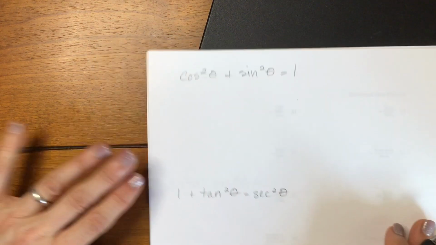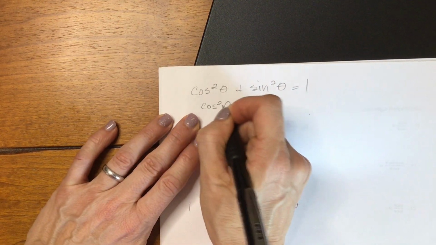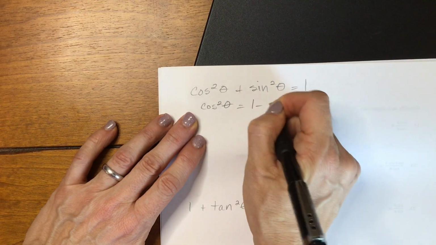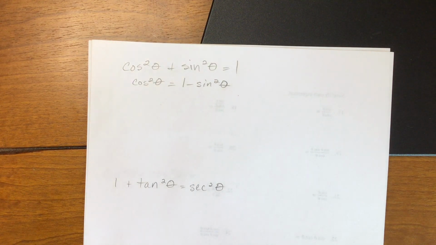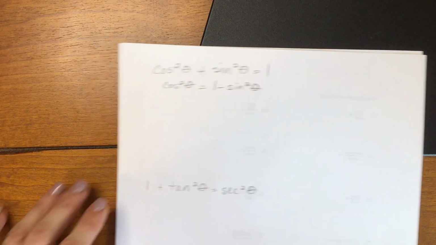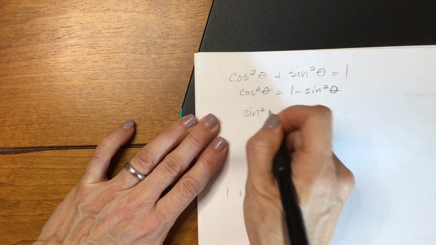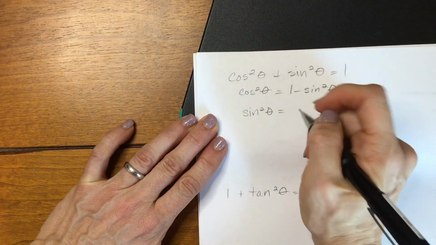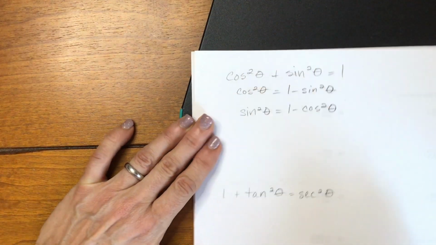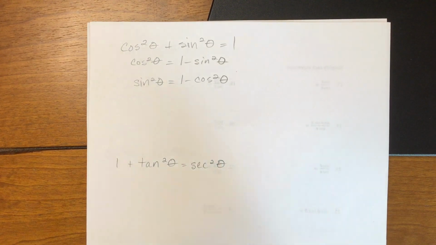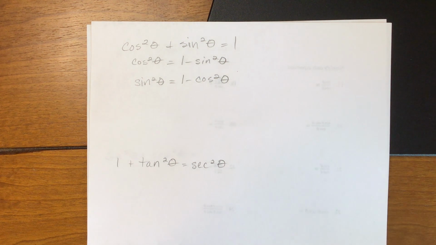What if I wanted to just solve for cosine squared? I could say cosine squared theta equals 1 minus sine squared theta by just subtracting sine squared theta from both sides. I also could say that sine squared theta equals 1 minus cosine squared theta. That's just a couple ways I could manipulate this Pythagorean identity to get something else.